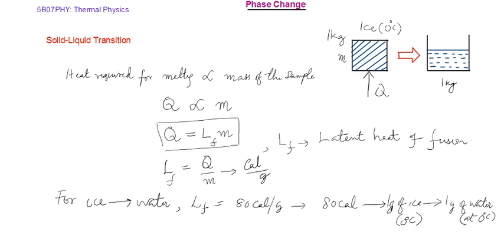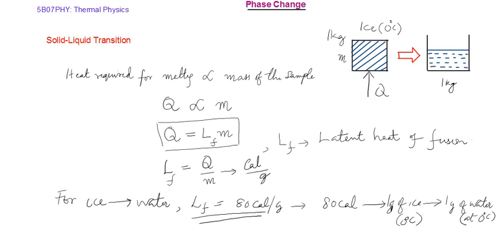You can express it in joules. You know the conversion factor: 1 calorie is roughly 4.2 joules. So you can express it in joules per gram or joules per kilogram, depending on whatever units you are using for other quantities. Memorize this value for ice to water conversion. In the same manner you can talk in the reverse way also. When you are solidifying 1 kilogram or 1 gram of water to ice, instead of heat being absorbed, heat will be released.